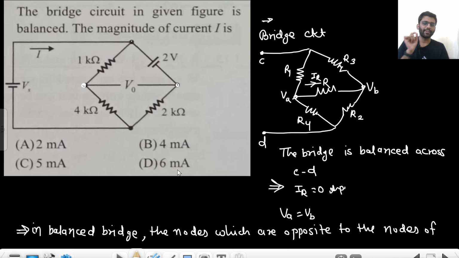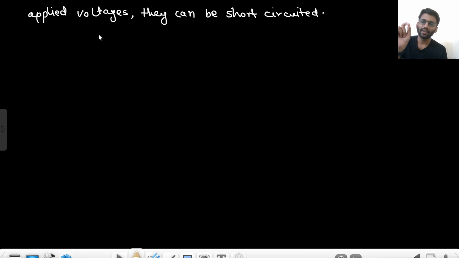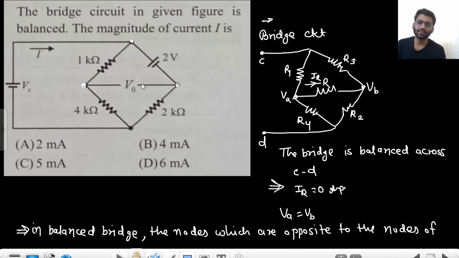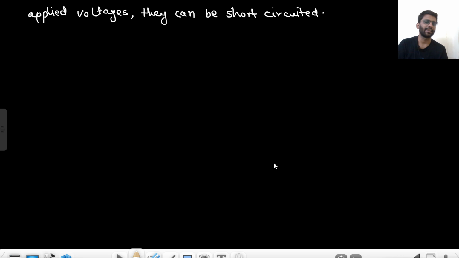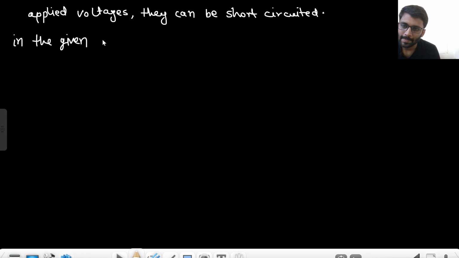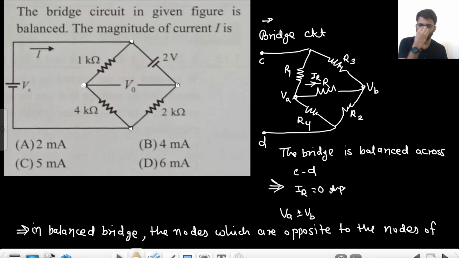So in a balanced bridge, the nodes which are opposite to the nodes of applied voltage can be short circuited. We are applying the voltage across these two nodes, so these nodes are opposite to the applied voltage. So in the given question, the bridge is balanced. I have to write it like this: R1 into R2 equals R3 into R4. This is given, that the bridge is balanced.